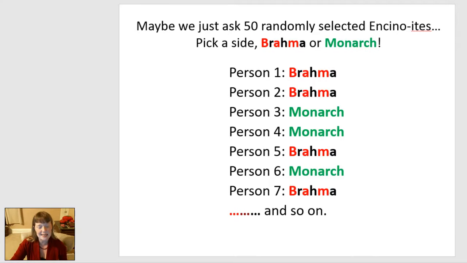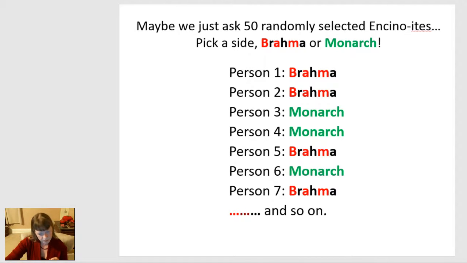And so here is what my data is going to look like. I'm going to grab 50 random people from Encino, and I'm going to tell them to pick a side. You have a choice. Who do you prefer? Do you prefer the Pierce College Brahmas, or do you prefer the Valley College Monarchs? And the first person tells me Brahma, the second person tells me the Brahmas, the third person tells me the Monarchs. Notice how the answer to the question is a word. And so you know that this is a categorical or qualitative variable.